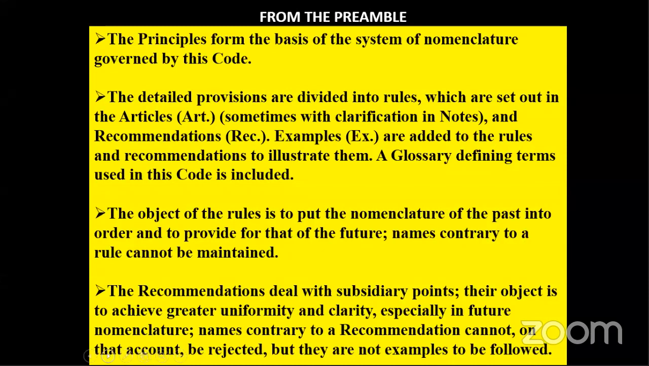So it has given several examples and footnotes and everything. A glossary, in which each and every word used in the code is clearly defined. The objective of the rules is to put the nomenclature of the past into order and to provide for that of the future. Names contrary to the rules cannot be maintained. So these are all given in the preamble. So next, please.